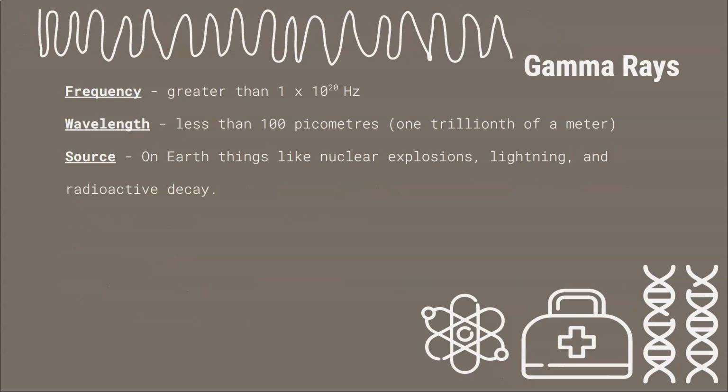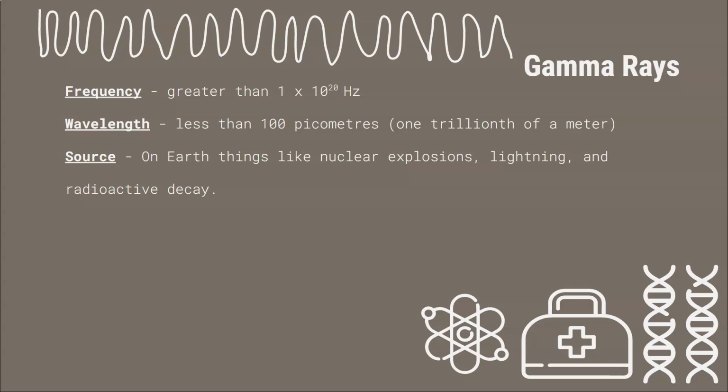Gamma rays are the last one. They are huge. So they have 1 times 10 to the 20 hertz. That's its frequency. Very, very big. The wavelengths are less than 100 picometers. A picometer is 1/1,000,000th of a meter. So they are super, super tiny.